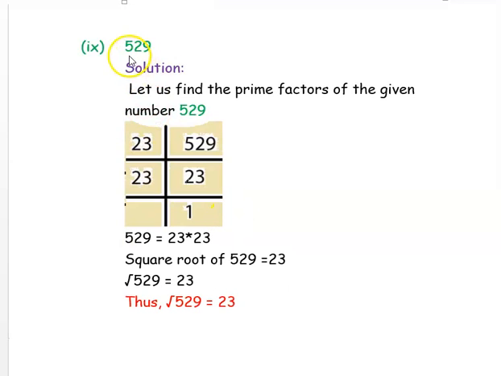Then the next number given is 529. To find the prime factors of 529, you have to start from 2. Because it's an odd number, you cannot divide by 2. You have to check with 3, 4 like that. It will be divided only by the number 23. So 23 into 23 is 529. Again I am dividing 23 by 23, so I will get 1. So the prime factors of 529 are 23 into 23. To find the square root of 529, for a paired number I have to write it only once. So it is 23. The square root of 529 is 23.